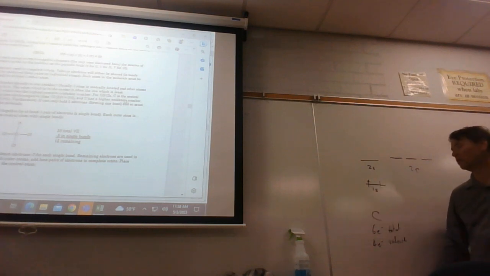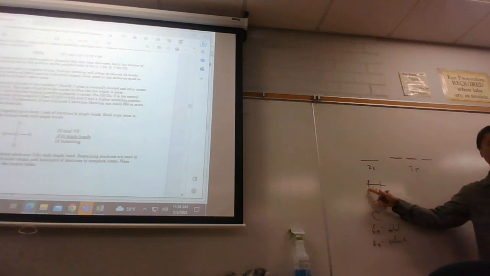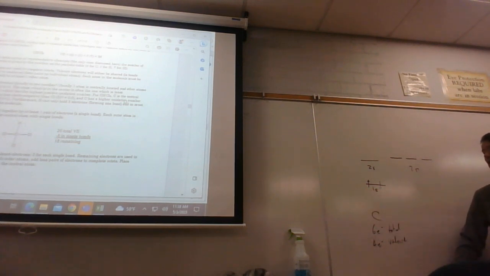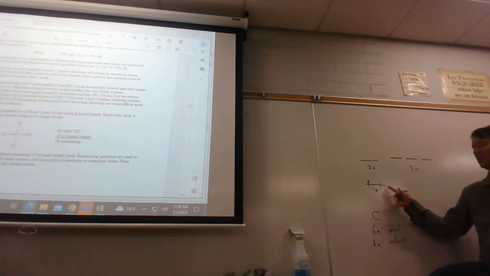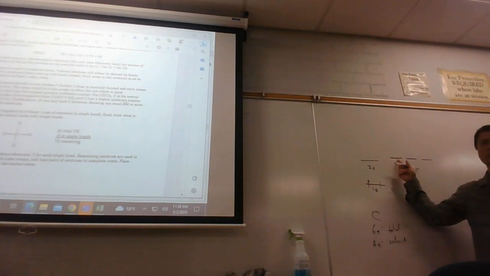Pauli exclusion principle. Because the first electron would be 1, 0, 0, positive 1/2, and the second electron would be 1, 0, 0, negative 1/2. How about the third electron? Could I put a third electron in the 1s orbital? No, because that would violate the Pauli exclusion principle. And therefore, the next electron has to go into the 2s or the 2p.